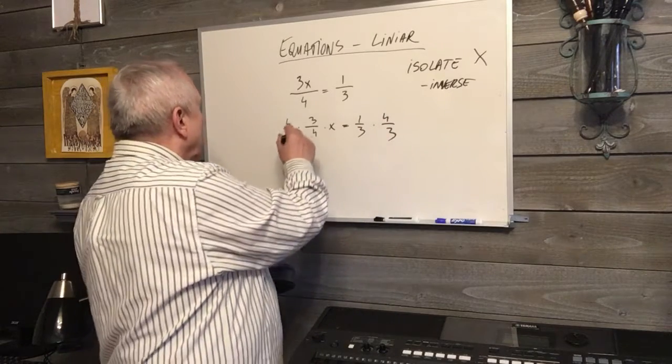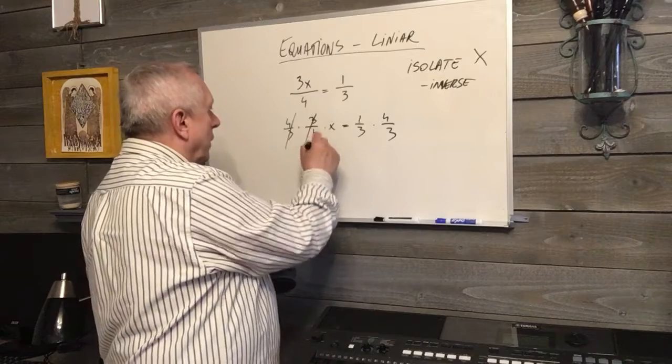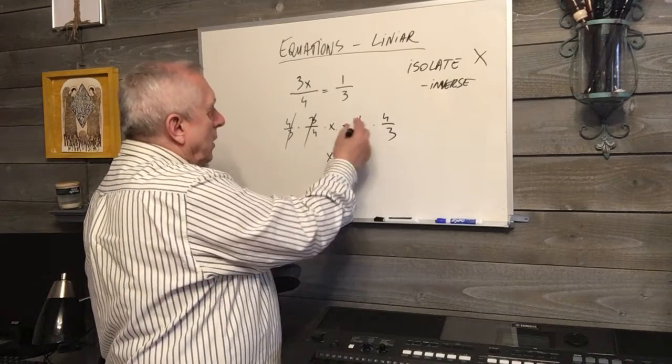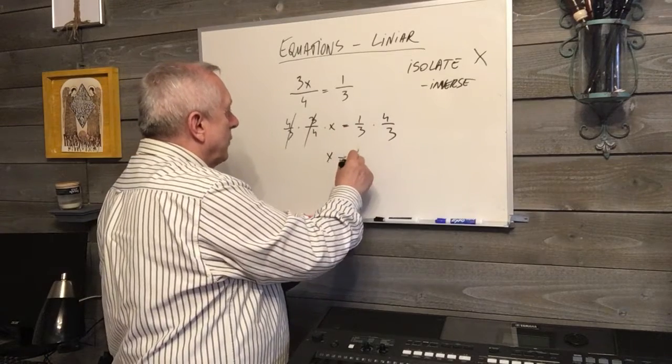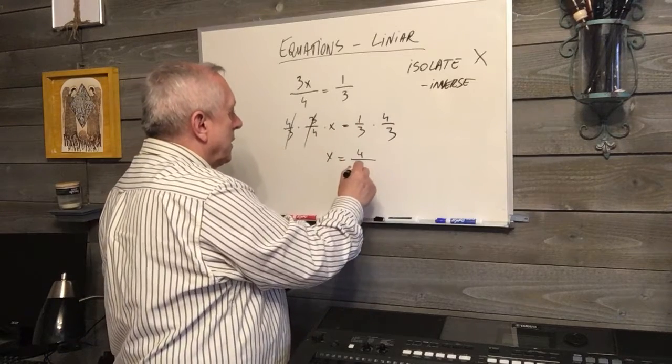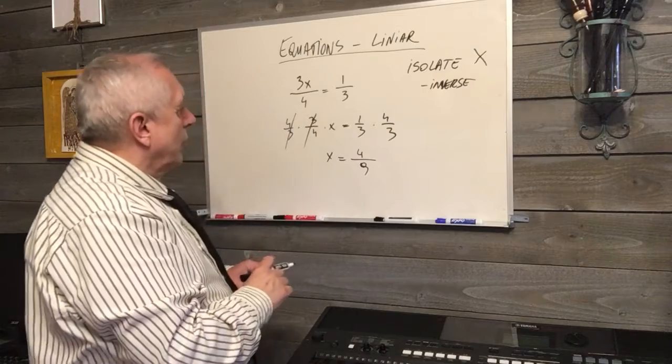So let's see what happens. This goes away, becomes 1. We have only x left here. Here we have a multiplication of two fractions. 1 times 4 is 4, and here 3 times 3 is 9. So the result is 4 over 9.